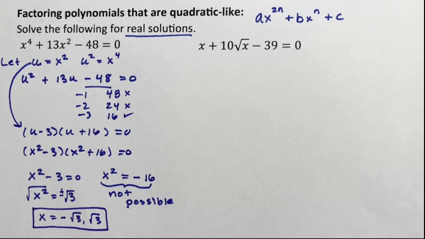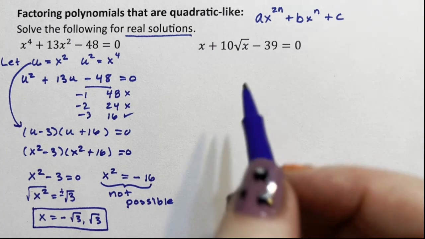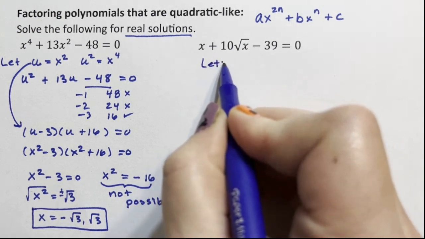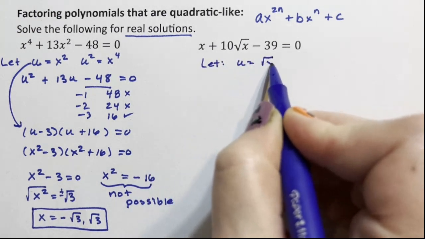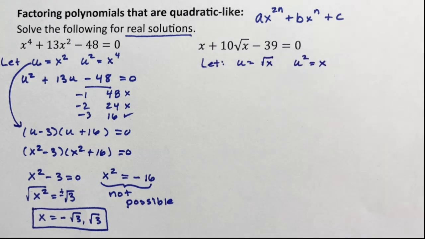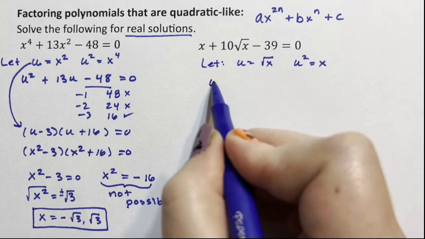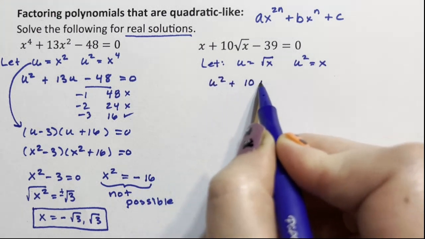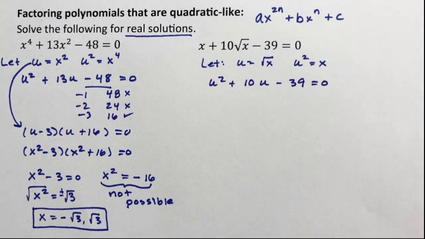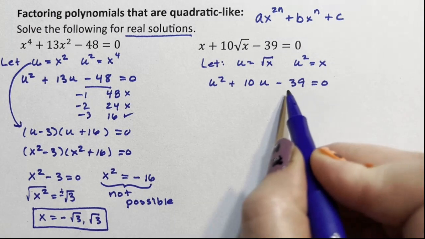Okay, so let's see how this looks again with a different problem. Again, the key is the middle term. We're going to let u equal the square root of x. If we square both of these, u squared equals x. So u squared plus 10u minus 39 equals 0. And once again, we are in a position of a type of problem we're more comfortable with. And that's all we're doing with this substitution.